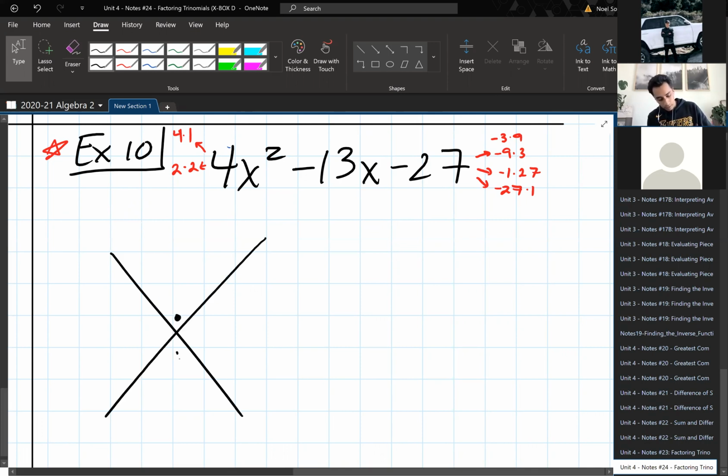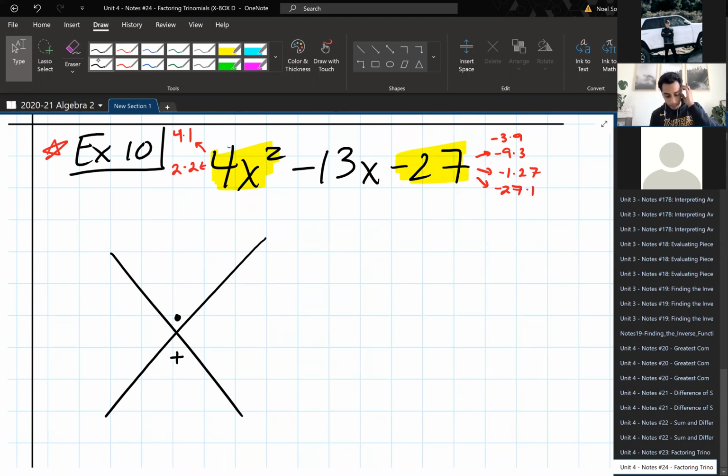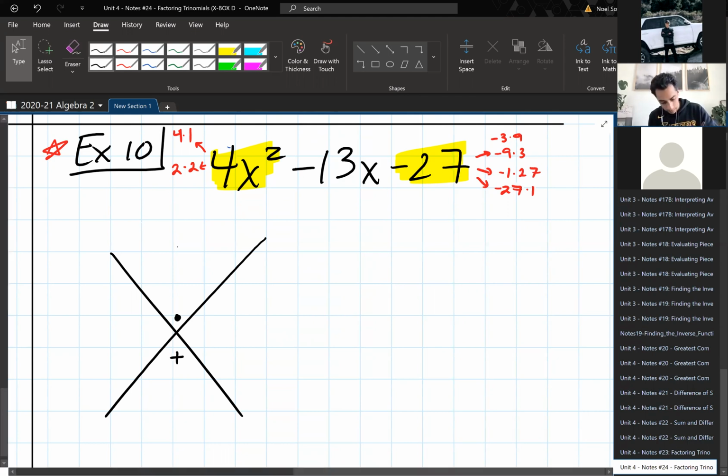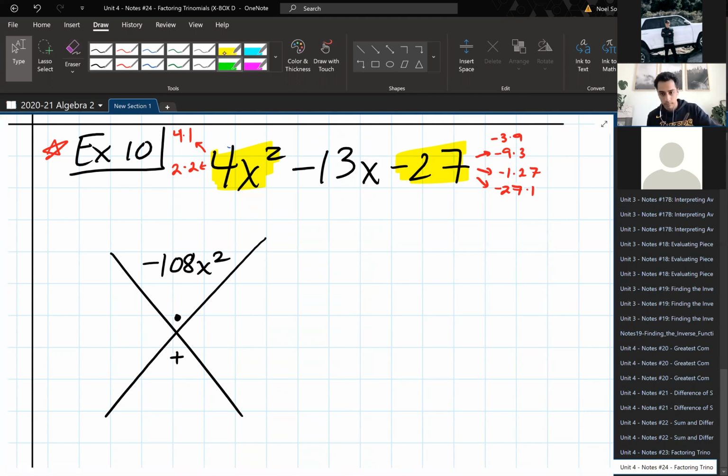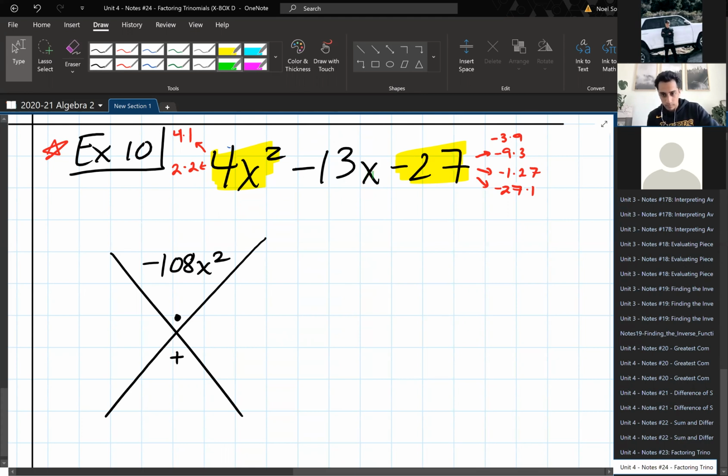So we're going to look to find the product and the sum of these two numbers. 4x squared and negative 27. Somebody help me out here. When we multiply 4x squared times negative 27, what do we get? Yeah, we get negative 108 x squared. And what does it need to add up to be? What would the factors have to add up to? Yeah, it would have to add up to be negative 13x.